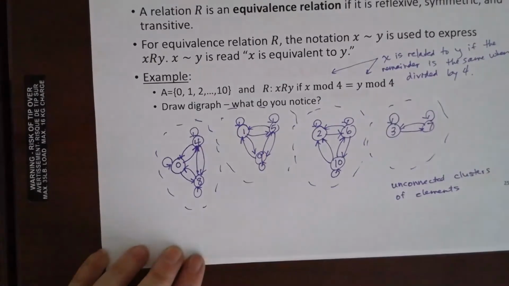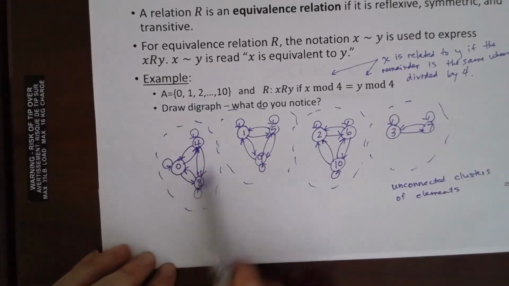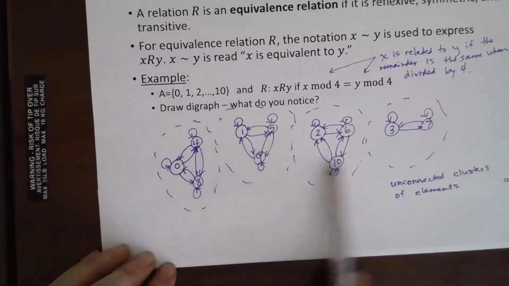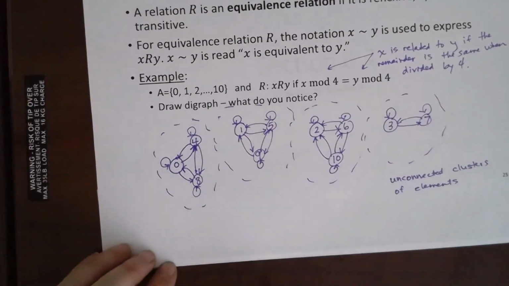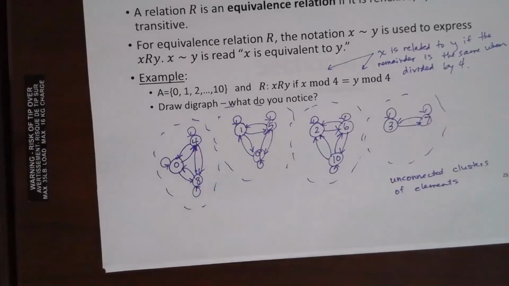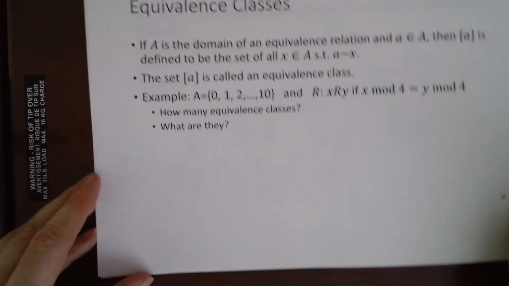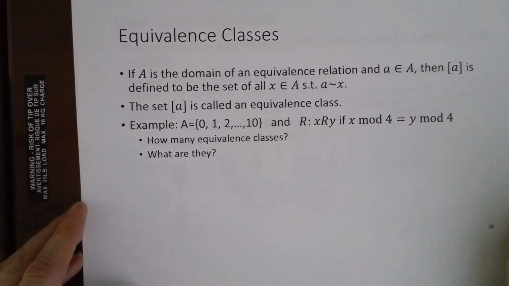Okay. And so all of these are related to each other, all of these are related to each other, but there's no relation between the little clumps. Okay. And so it always gets divided up like that. And those little clumps that we see are called equivalence classes.